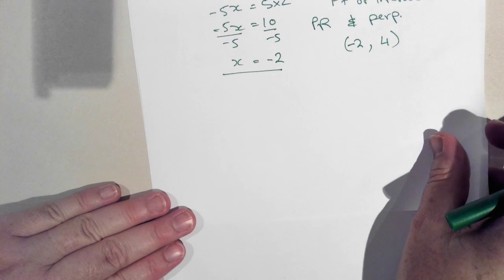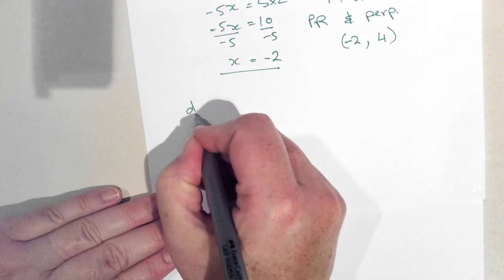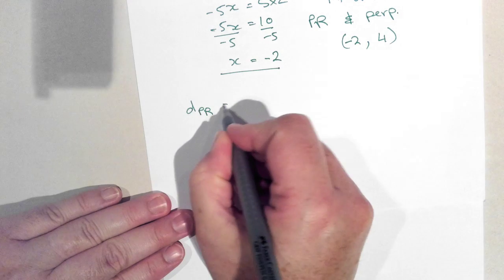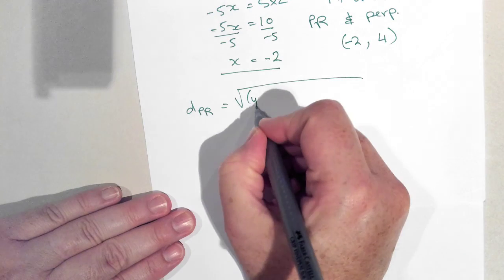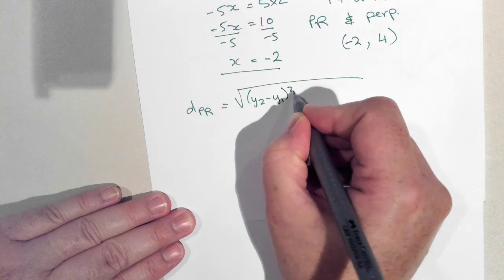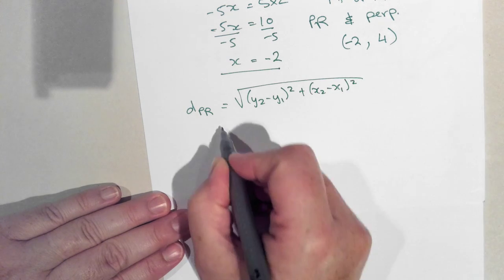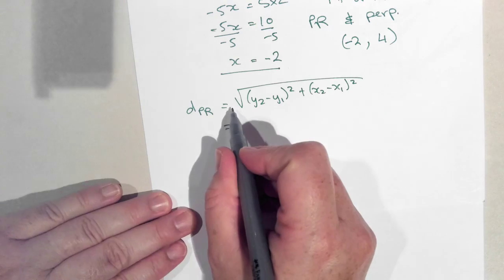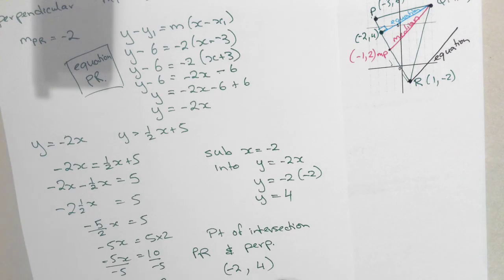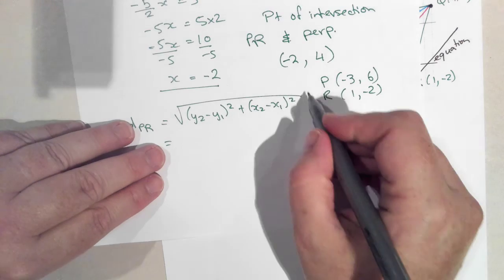Okay, so let's find the distance of PR. We've got our formula here: the square root of y2 minus y1 squared plus x2 minus x1 squared. And we're doing P and R, so what were the coordinates of P and R again? Let me just go back there. I'll write this down here. P is negative 3, 6, and R is 1, negative 2. I've written them down separately to remind me.